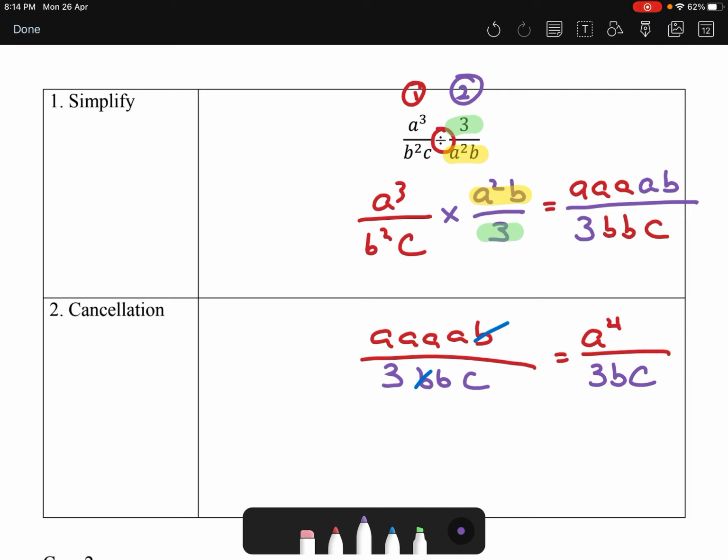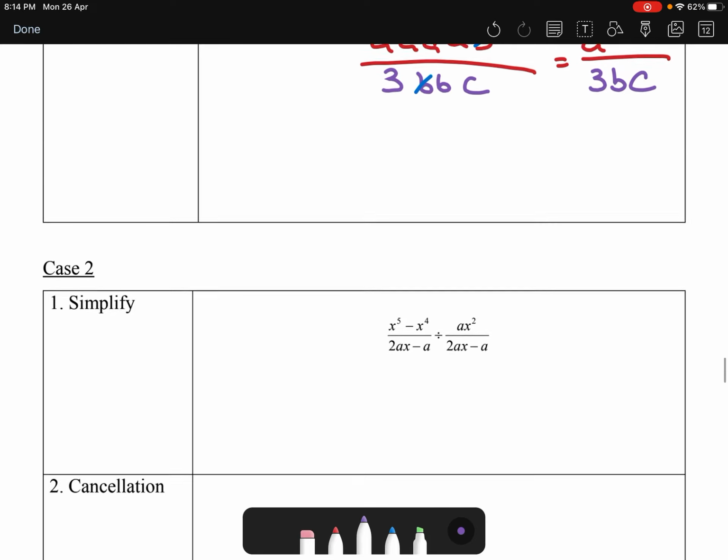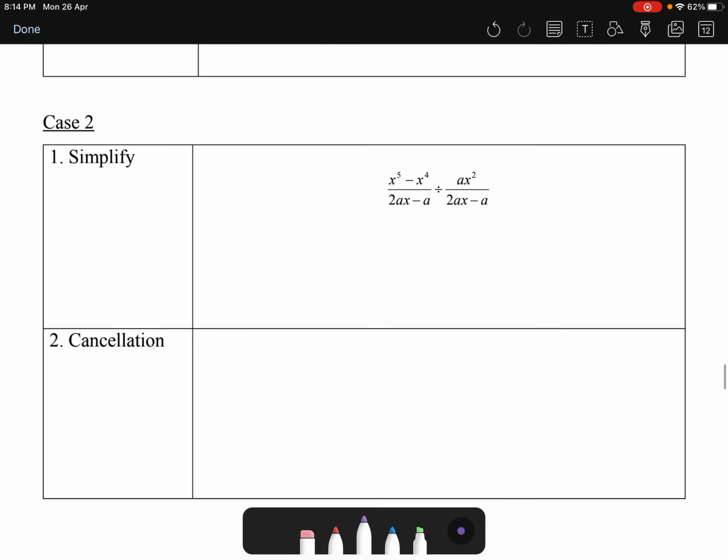So for your times and divide, basically it is the cancellation part that is important. Let's move on to the more difficult part, where the simplification will be a bit more difficult, because in order to simplify and cancel, you need to do your factorization first. What do I mean? Divide, same thing, change to times.